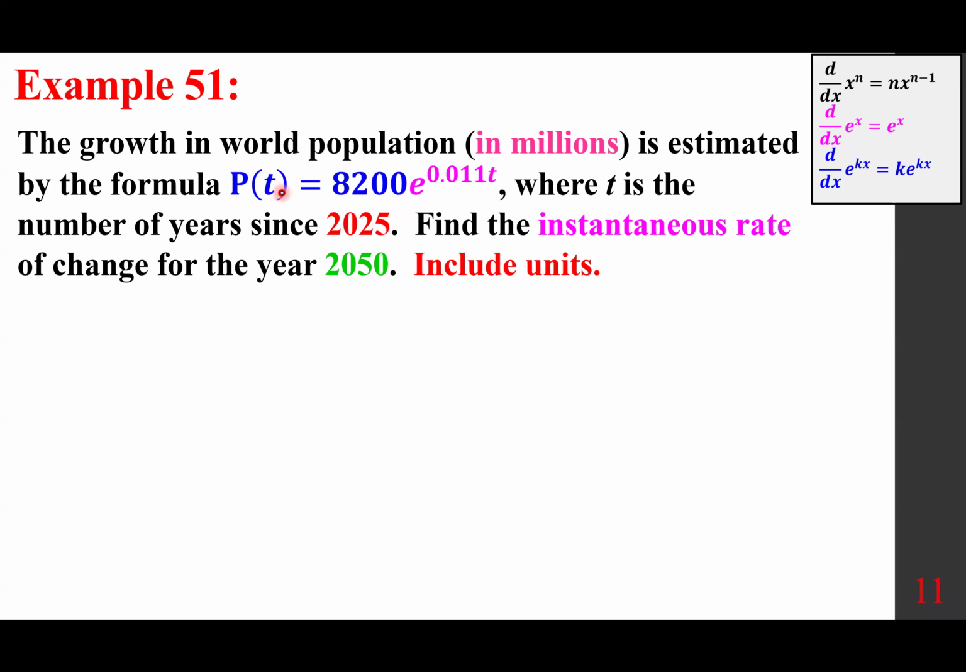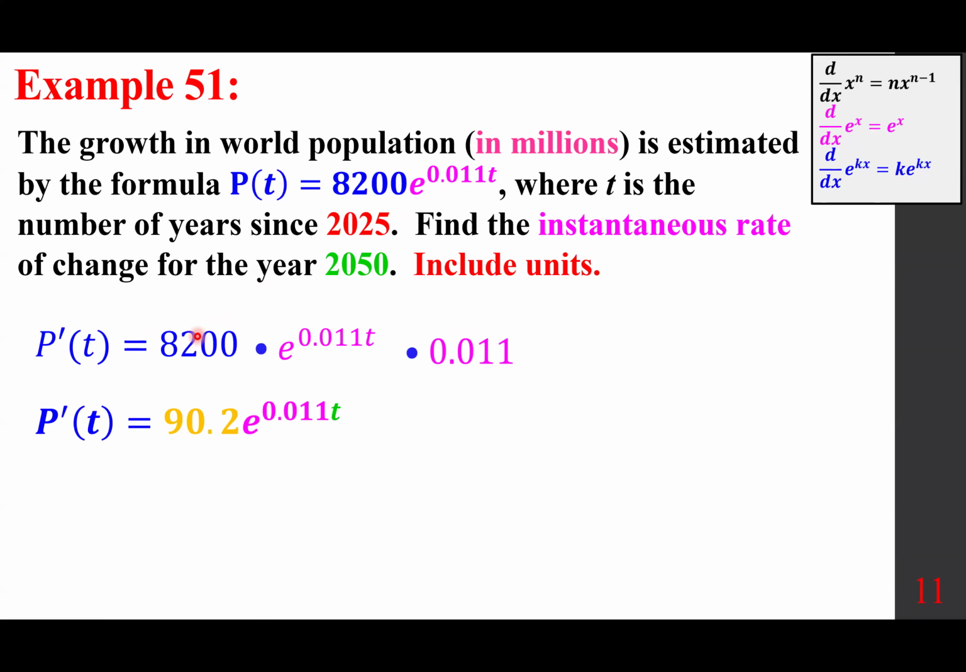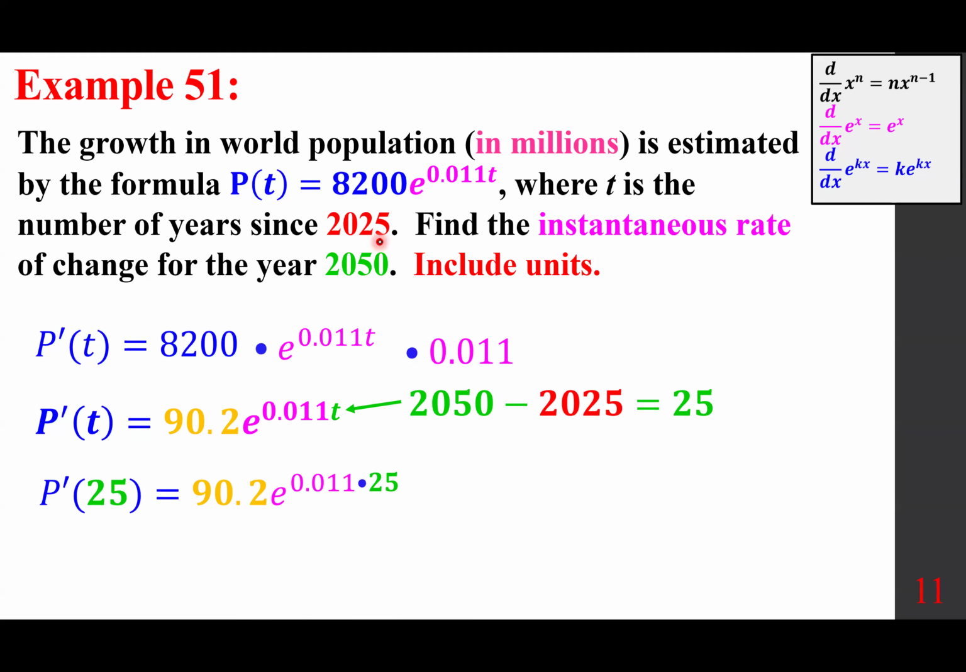To differentiate this, obviously we need 8,200, and then exponential is itself, and then by the chain rule, the derivative of e to the power of kx is itself times k, so times this number in front of t. And we're going to put these two together by multiplying the two and put it in front, and P prime of t becomes, the product of these two is 90.2 e to the power of 0.011 t. So the difference between the two is the time of interest, which is 25, and we are going to replace the t with 25. That means the P prime of 25.